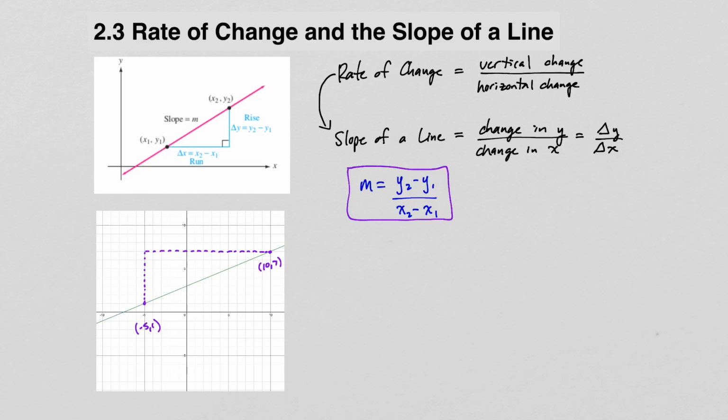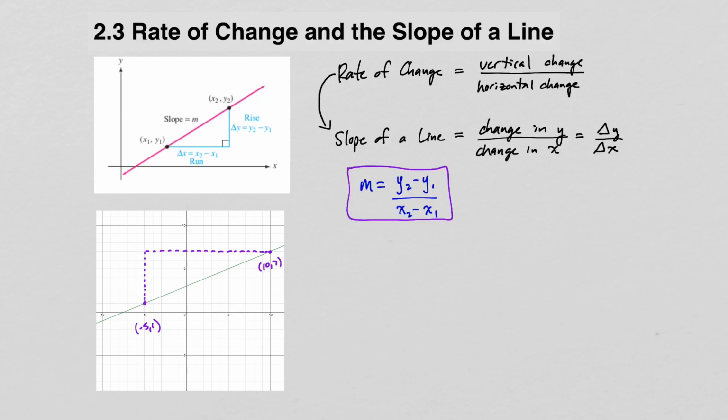So let's look at an example. Over here we have a line that passes through the point (-5, 1), and also the point (10, 7). And so if I want the slope of that line, I can use the formula by identifying x1 and y1 and x2 and y2. However, I want to show you a slightly different way to approach this.